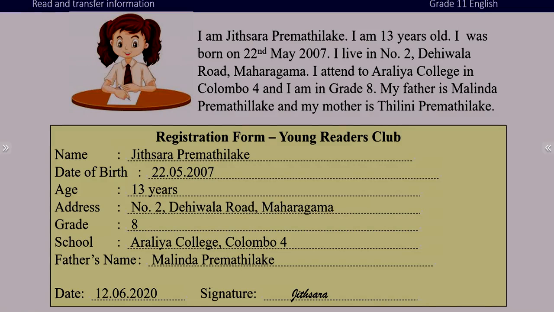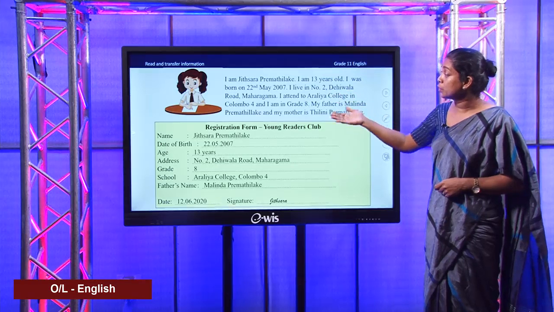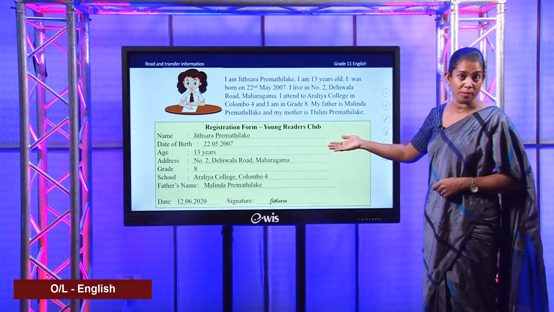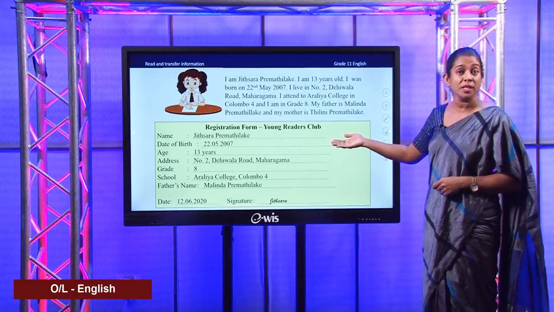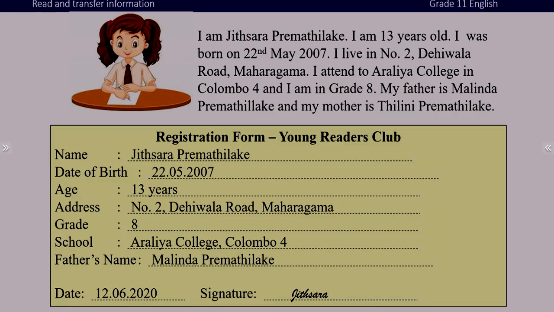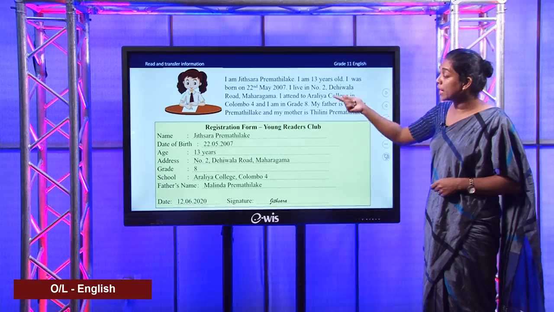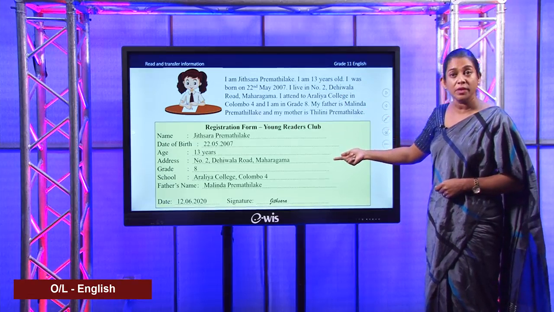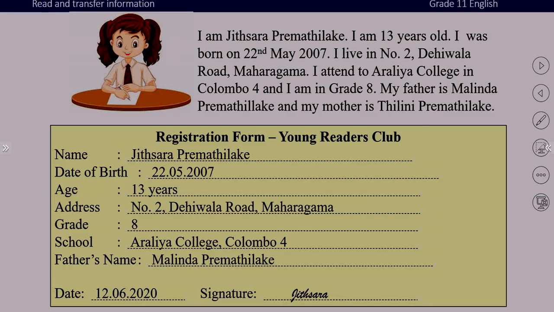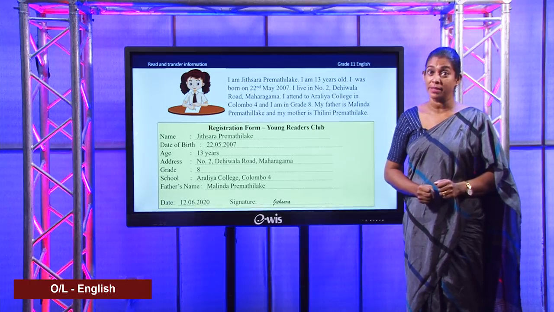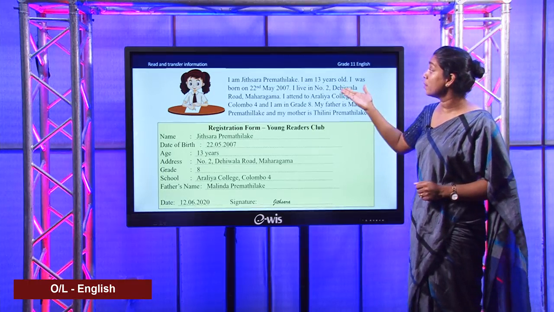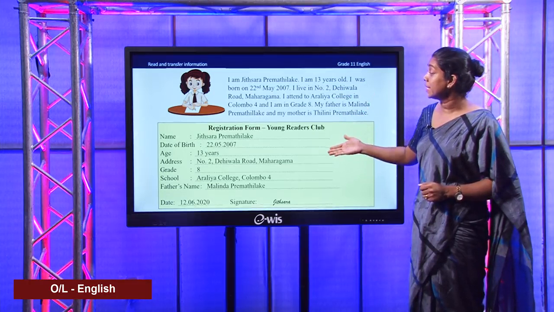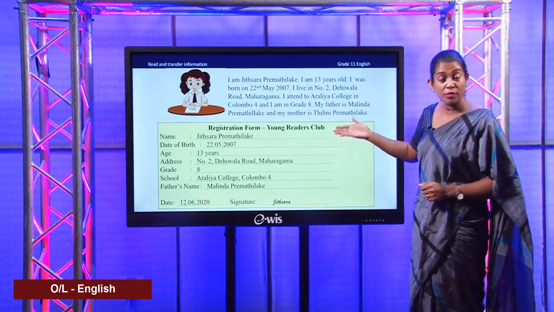Kehan was able to get the information to fill the registration form. That is what transferring information is. From the first format, you get information to another format. Now, in both the formats, everything about Chitsara Prematilaka is included. Although they are in two different formats, everything about Chitsara Prematilaka is included in both.